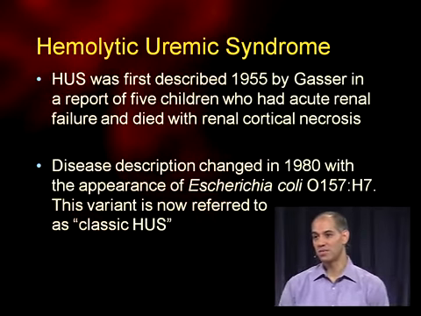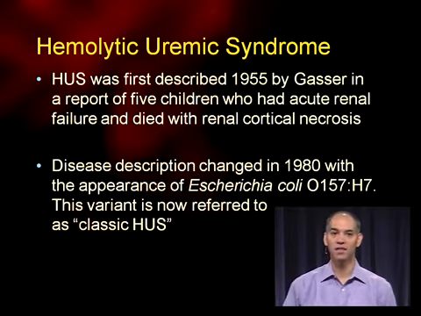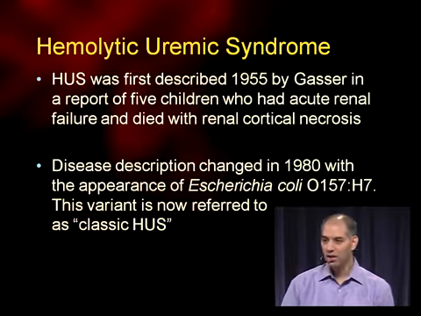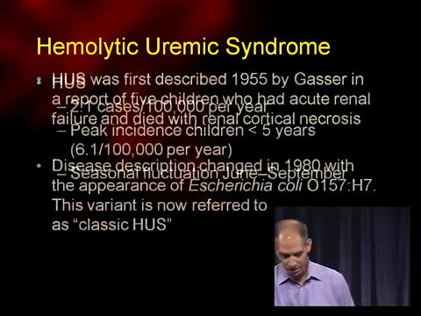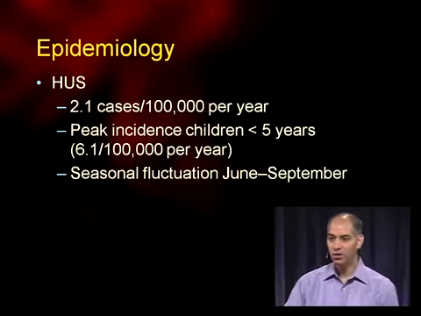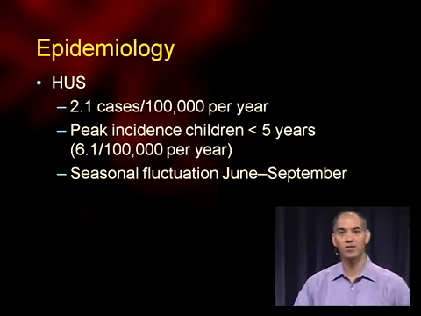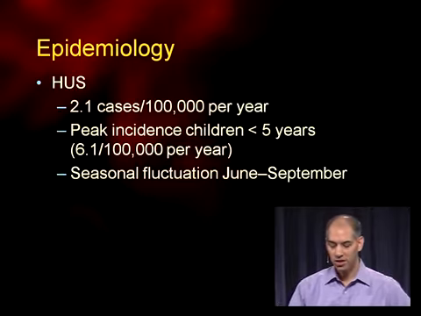This is a disease that's been known about since the 1950s, but our understanding of it changed entirely in the 1980s when we discovered the association of E. coli 0157H7 with diarrheal HUS. It's not a very common condition, only about 2 per 100,000 per year, but it is more common in pediatrics, about 3 times around. It's about 6 per 100,000 per year in kids under the age of 5.